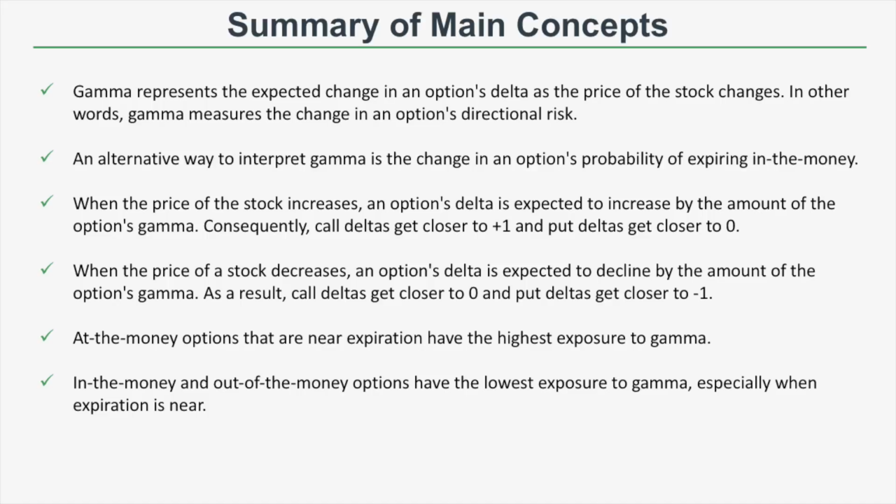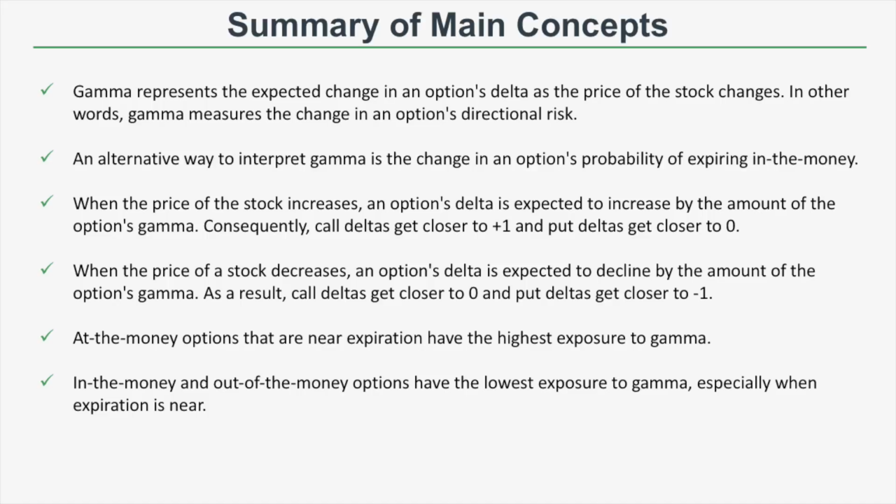That's because delta represents the probability of an option expiring in the money. Now, when the stock price increases, an option's delta is expected to increase by the amount of its gamma. So call deltas will get closer to +1 and put deltas will get closer to 0. When the stock price decreases, an option's delta is expected to decline by the amount of its gamma. So as a result, call deltas get closer to 0 and put deltas get closer to -1.